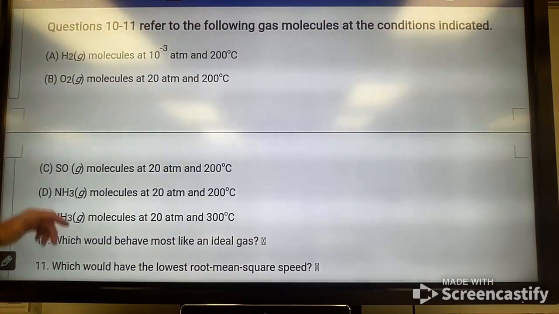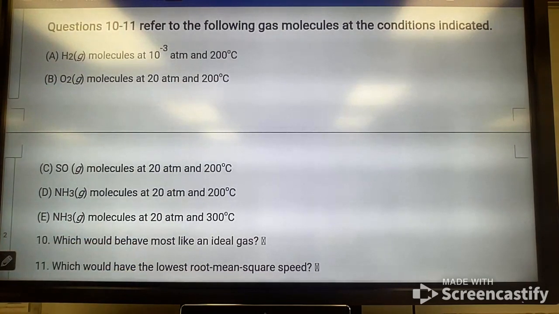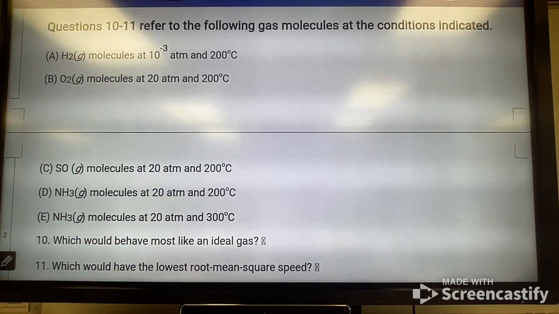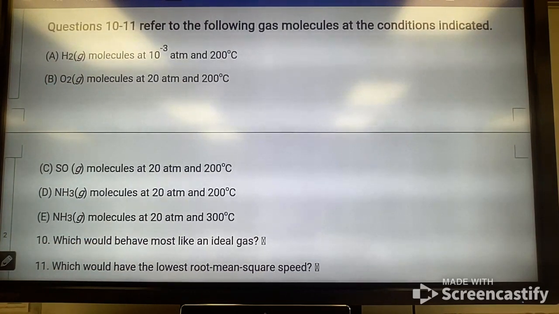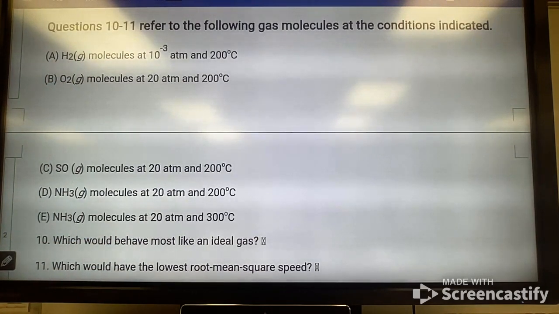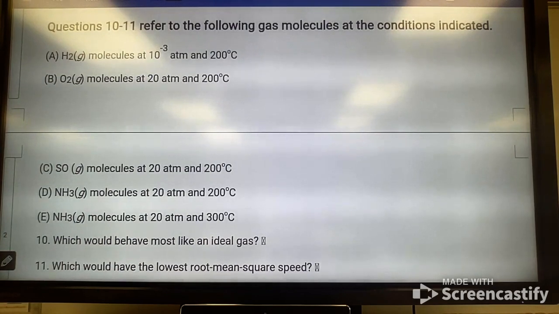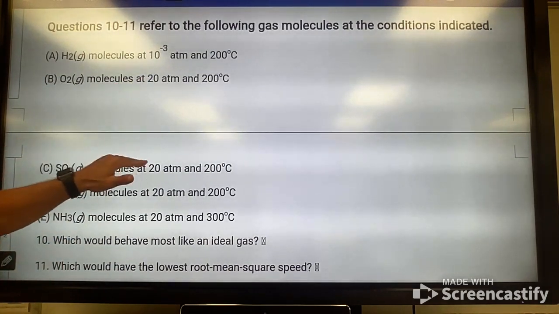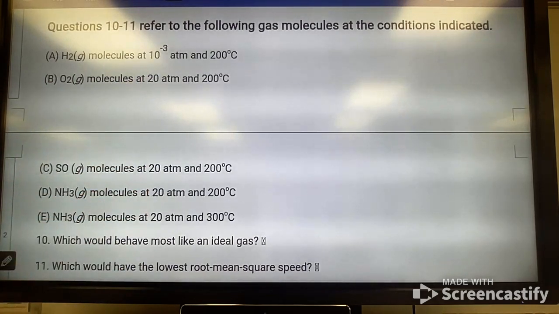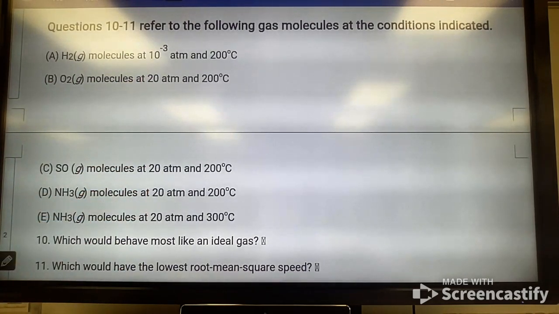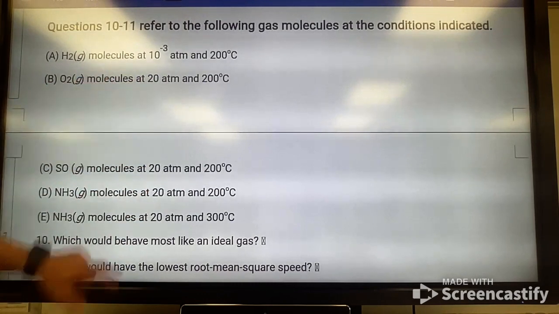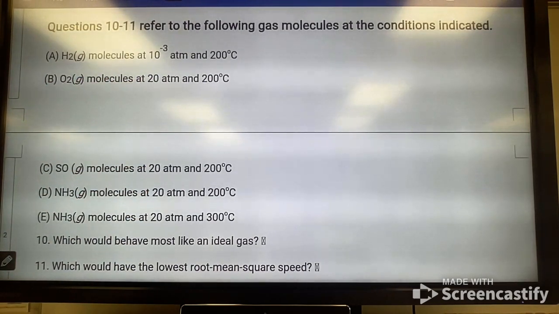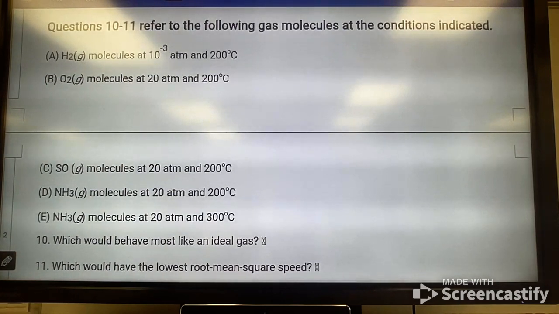Given this information, which behaves the most like an ideal gas? So we want just kind of normal temperatures and normal pressures. Higher pressures we do not want. So if we look at this, you're at 20 atmospheres, 20 atmospheres, 20 atmospheres, 20 atmospheres. Those are all pretty high pressures. So H2 would probably behave the most like an ideal gas.